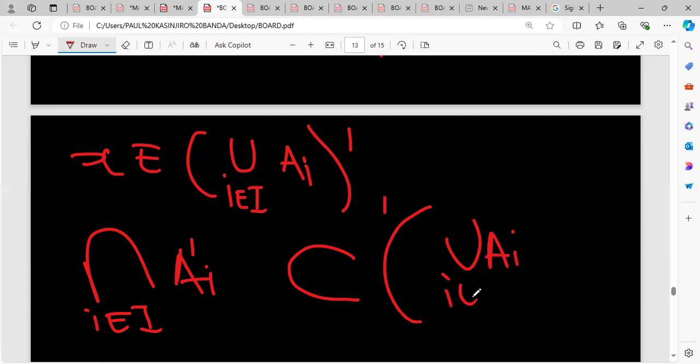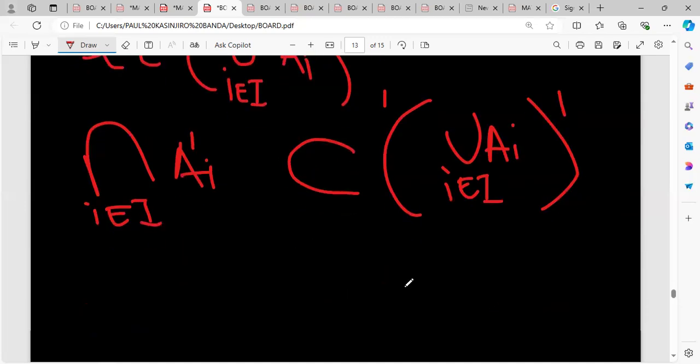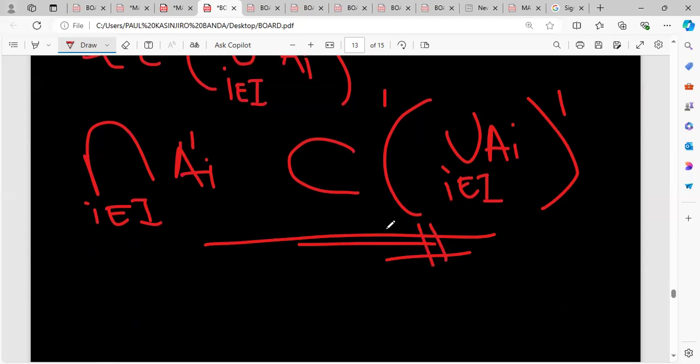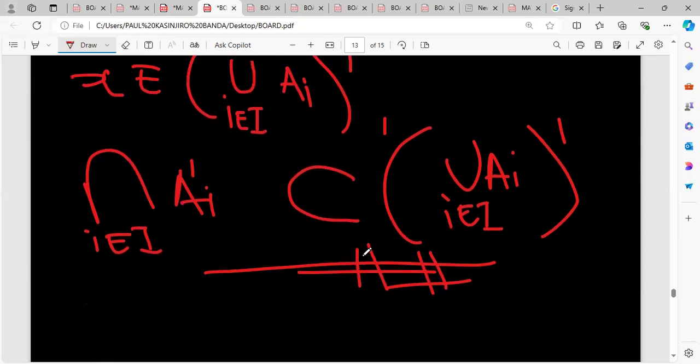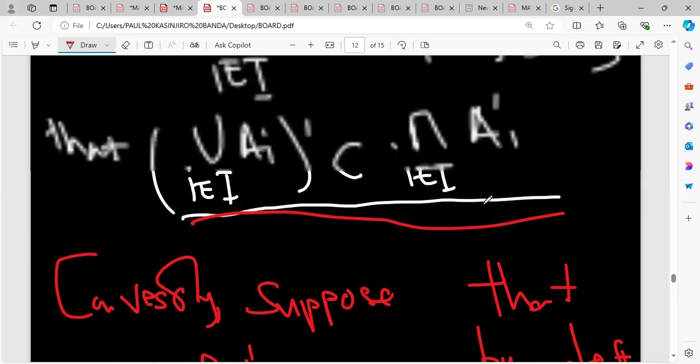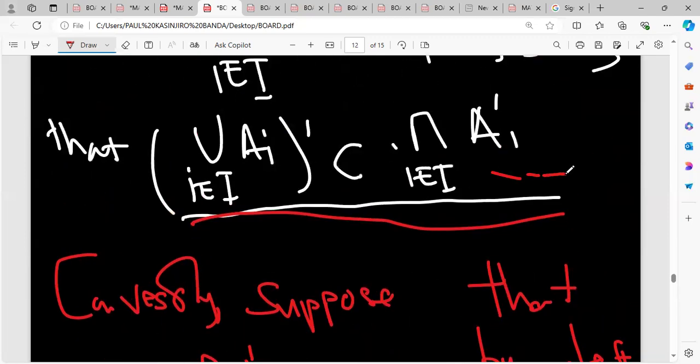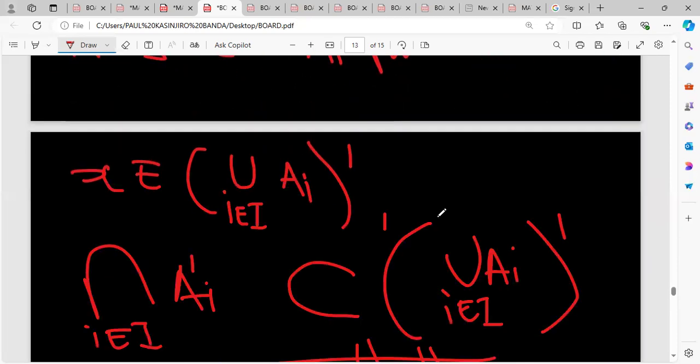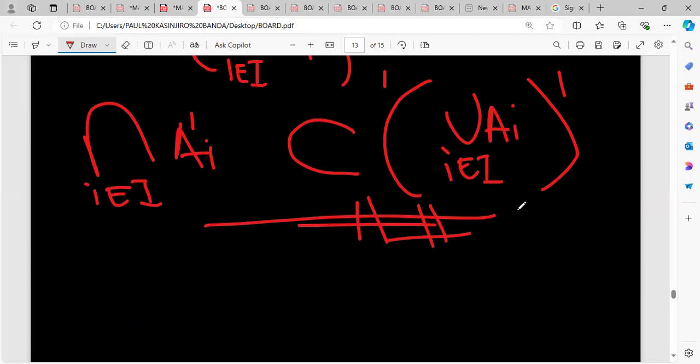Okay, so I is a member of I, like that, for the complement. You can also label these equations so that you can refer to them later more easily. So we can say this is our equation 1, and this is our equation 2.